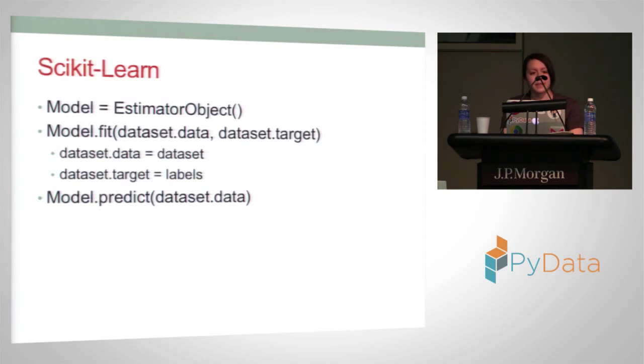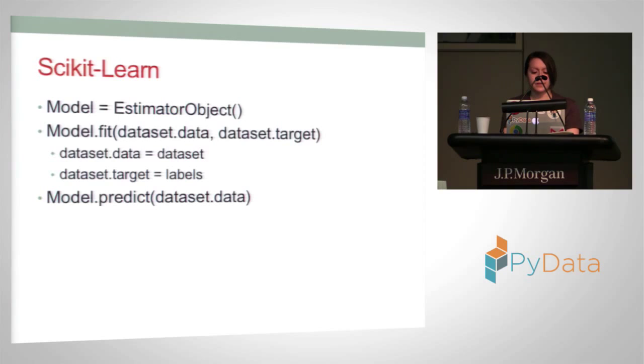So this is the basic predicting and learning process, or learning and predicting process, in scikit-learn. So the first thing we do is we create our model by setting a variable equal to an estimator object. So our estimator object could be something like a classification algorithm or a clustering algorithm. The next thing we do is we fit that model to our data to learn from our data set.